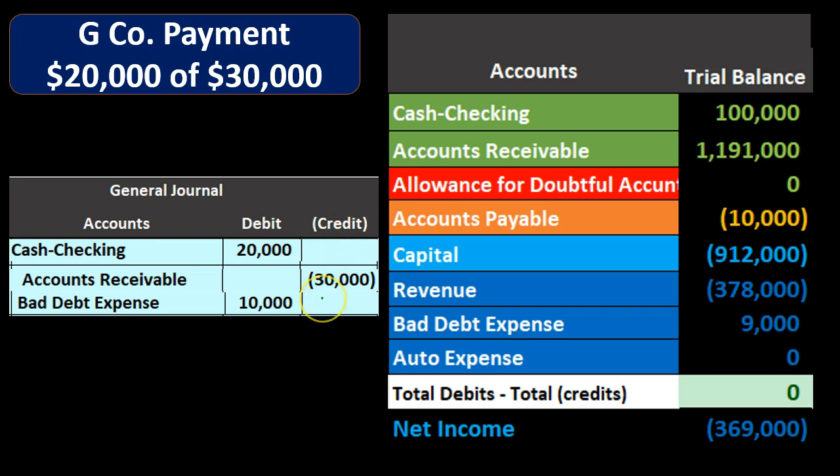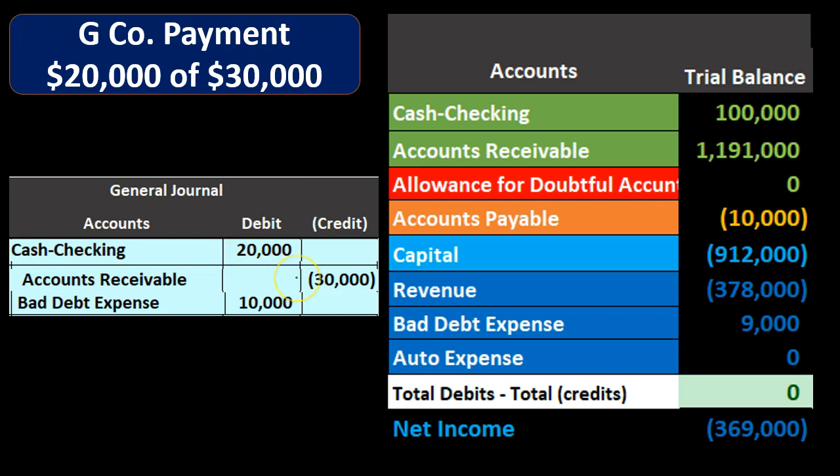So this is going to be the same type of transaction we had before, only difference being that we received a partial payment. So don't let that throw you off. If you see a partial payment, then we're still going to go through our normal transactions. We're going to say, is cash affected? Yeah. We're going to increase the cash.